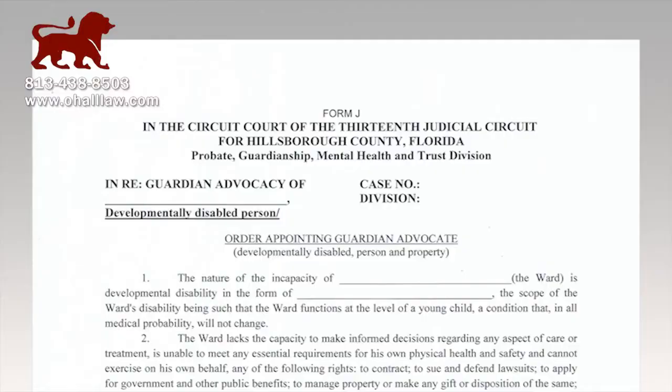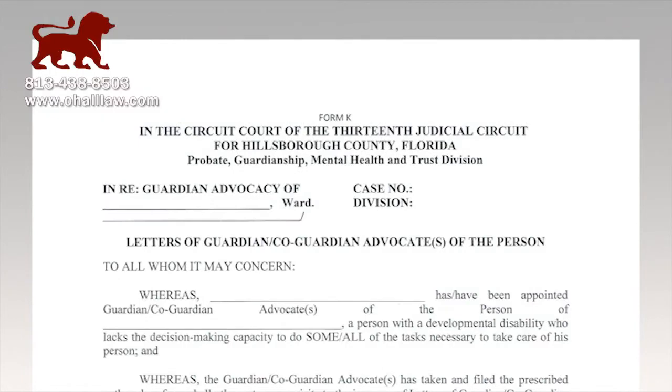The order appointing guardian advocate and the letters of guardian advocacy you will file with the court whenever they want. Generally, it's right before the hearing. You might bring the forms with you to the hearing and enough copies so that they can sign off on them and give them to the court-appointed attorney. You get one. The order says we are appointing this person to be the guardian advocate, and here's why. And the letters are your authority to act. The letters of guardian advocacy are your authority. That's the piece of paper you take to anybody that says, how do you have the right to make this decision? I got letters.